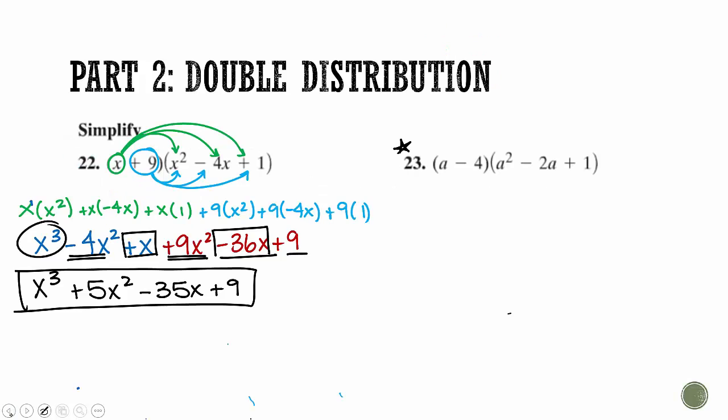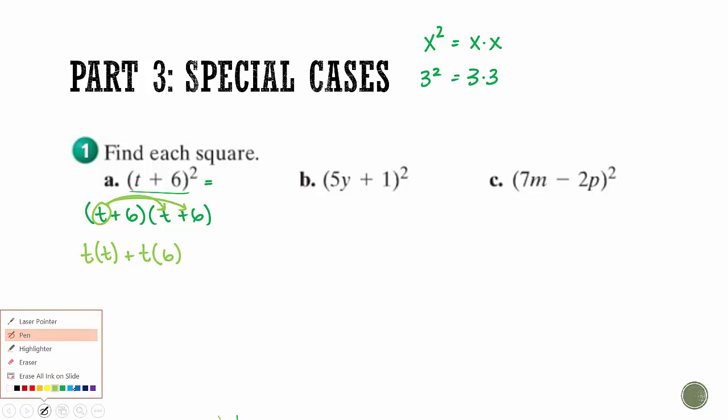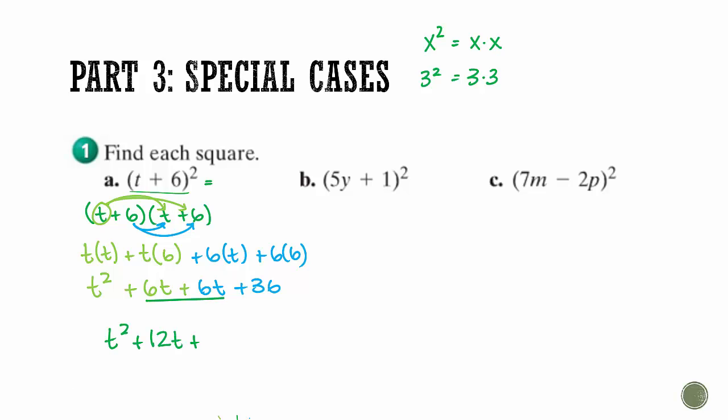And then we can go back to double distribution. So all we've got to do here is take t and multiply by t. So t times t, and then t times 6. And then 6 times t, and then 6 times 6. Simplify what we have. We get t squared here, plus 6t, plus another 6t, plus 36. Combine our like terms there right in the middle, so we get t squared plus 12t plus 36.